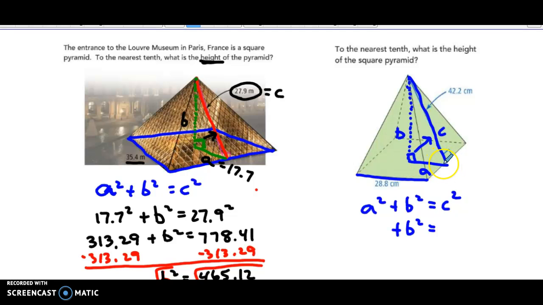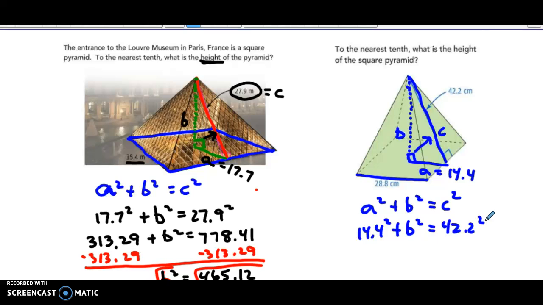A, again, is going to be from the edge of the square to the center of the square. In other words, halfway across the square. So this a value has to be half of 28.8. Because 28.8 is the whole distance across, and I'm stopping right in the middle. So half of 28.8 is 14.4. So I'm going to put 14.4 in here for A. And C is going to be this slant height, this 42.2 squared.